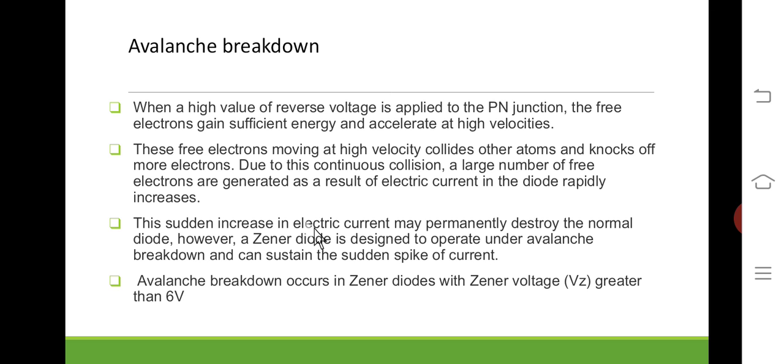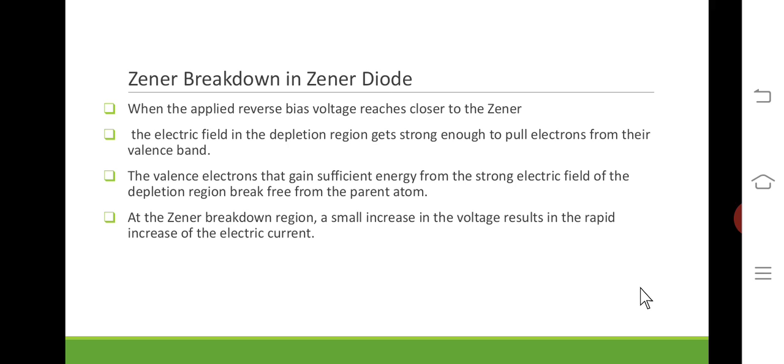Initially we told that this Zener diode is heavily doped. Why? Because we designed it like that, so that it should withstand that voltage and actually achieve this avalanche breakdown. Next, avalanche breakdown occurs in the Zener diode when the Zener voltage is greater than 6 volts. When this voltage is greater than 6 volts, then we are able to get the avalanche breakdown.